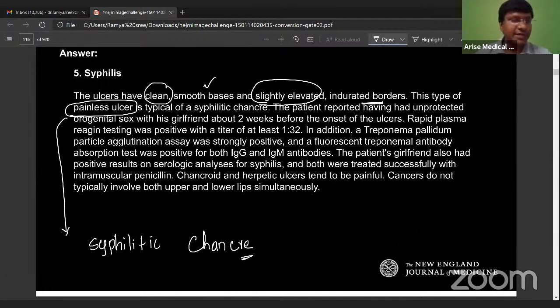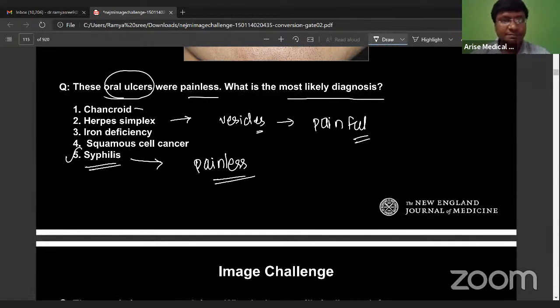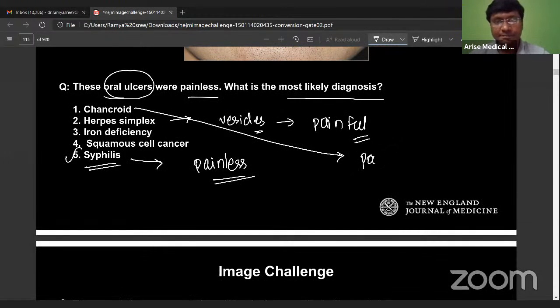Many of you were answering it as chancroid. Let me tell you, even chancroid is painful. Chancroid is also a very painful lesion. So chancroid is not the answer, and herpes simplex is also not the answer. So where will you have the painless lesion? That is only in syphilis. Okay. Right. Now, let me move on to the next image.